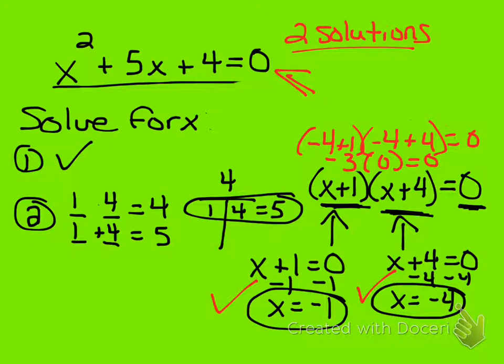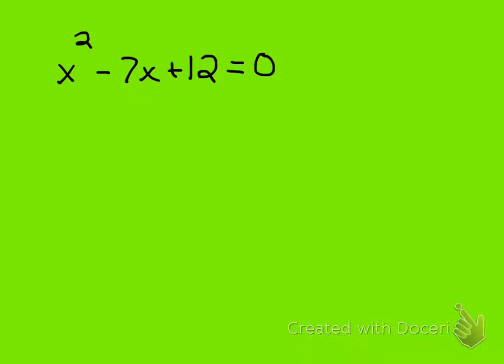X could be either equal to negative 1 or X could be equal to negative 4. So the only new thing that we're doing here when you are solving is that you are having to solve each of your factors by setting them equal to 0. That's the only new thing here, really. So let's do another one, but I'm going to change this one now that I've done that problem. I want you to see something else. What if I had this?